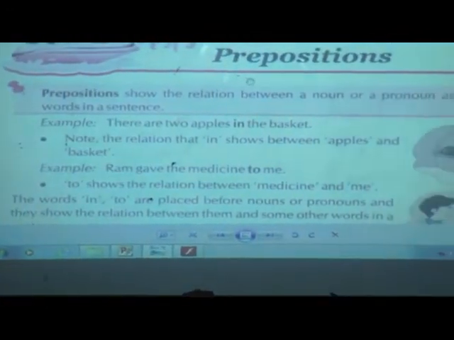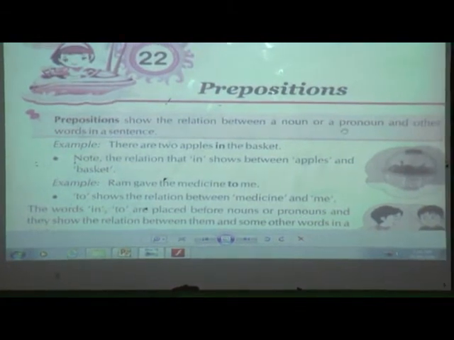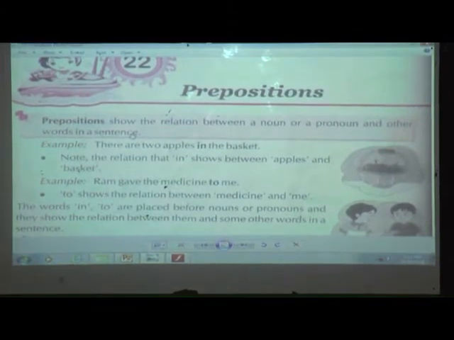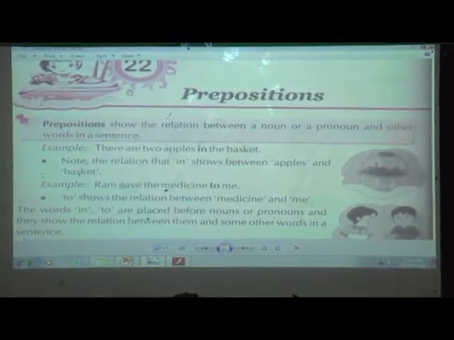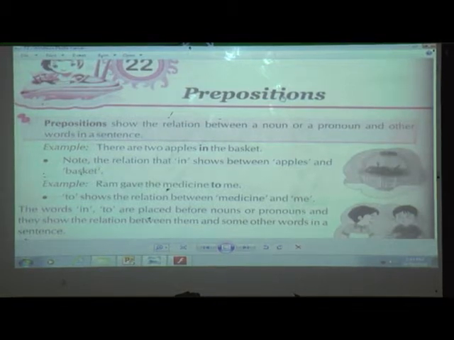So in the last session we started with our lesson number 22, that is preposition, and we finished a part of it. Let's have a recap. What are prepositions? Prepositions show the relation between a noun or a pronoun and other words in a sentence. So in the last session, what did we finish, students? Yes, we finished preposition part 1. Today we are going to see part 2.